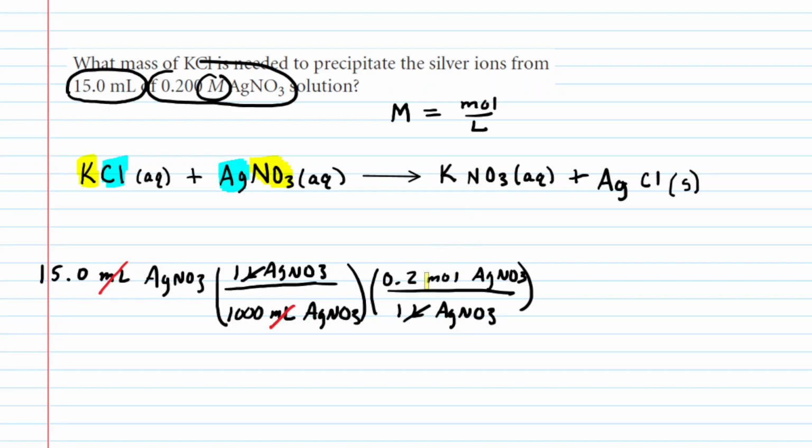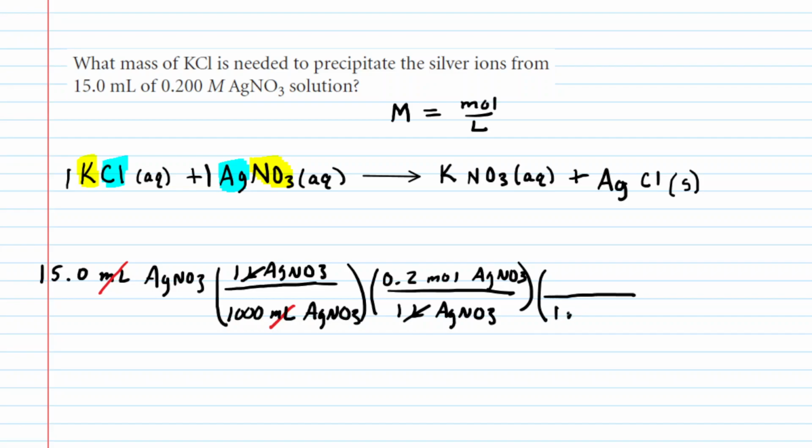Presently, we have our unit as moles of silver nitrate. We're getting there, but we're trying to figure out ultimately the mass of KCl. And so we don't want moles of silver nitrate. We have to go a little bit further, and this is where the reaction comes in. If you look at the balanced reaction, we can see that 1 mole of silver nitrate reacts with 1 mole of potassium chloride. So that would be our next conversion.